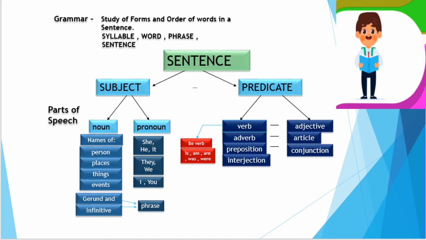What is syllable? Syllable is called the unit of sound. Every time you speak, there is a sound coming out from your mouth, and it is called syllable. Example, table. Table has two sounds, so it means to say it has two syllables.